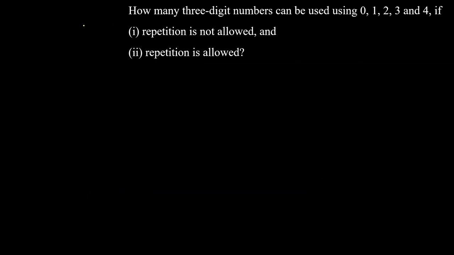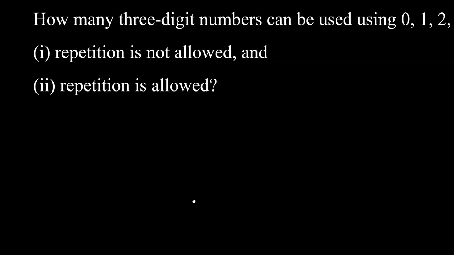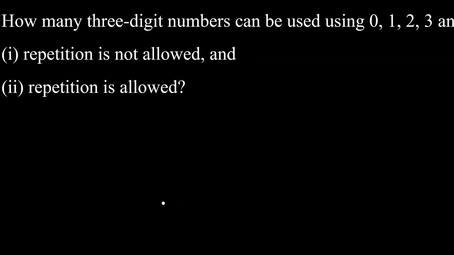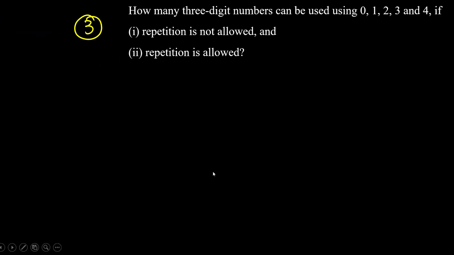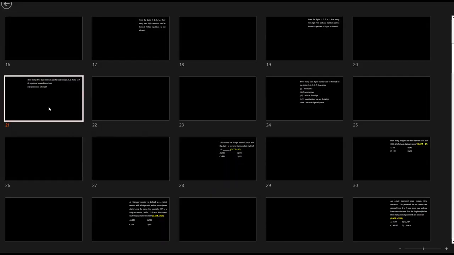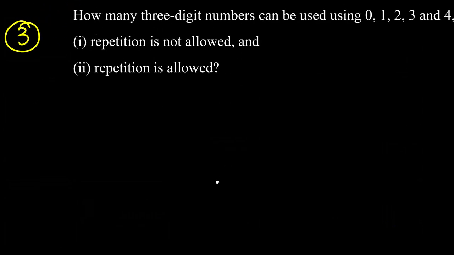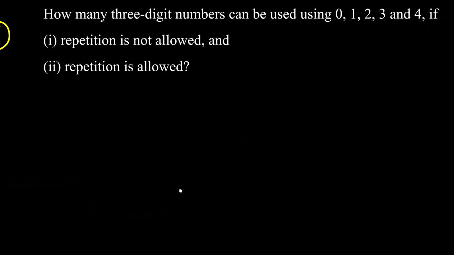Now see the third question. Now both are there, and again we are adding one good point here. How many three-digit numbers can be formed using 0, 1, 2, 3, and 4, if repetition is not allowed and if repetition is allowed? Both for the same question.